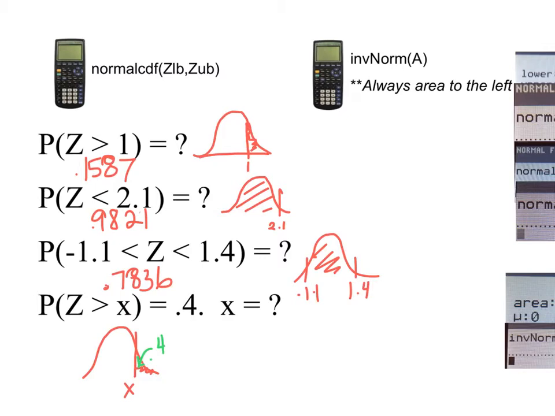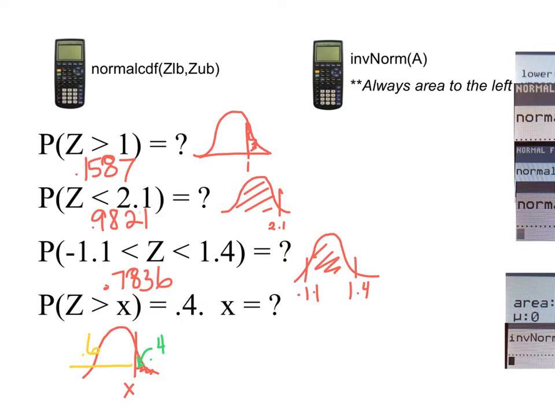Well, this is nice. There's something in the same spot on our calculator. If we do second vars, right below the normal CDF is inverse norm. Inverse norm will allow us to work backwards and say if I know the area, I can figure out what the Z statistic was. This area is the area that's always to the left or below. So you're going to have to do just a little bit of math in your head and say, well, I want 40% to be above, so 60, or 0.6, is below.